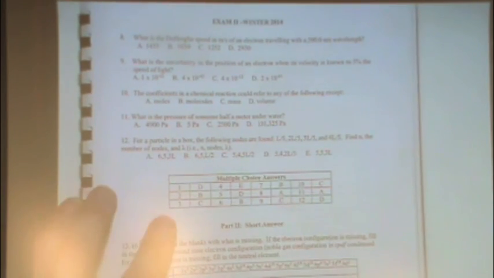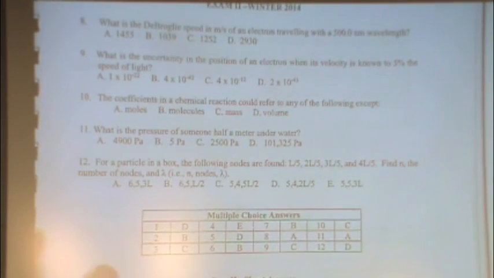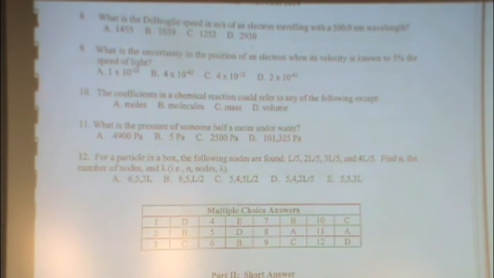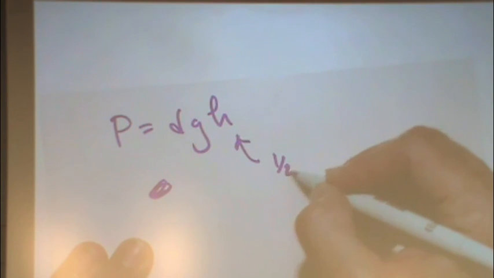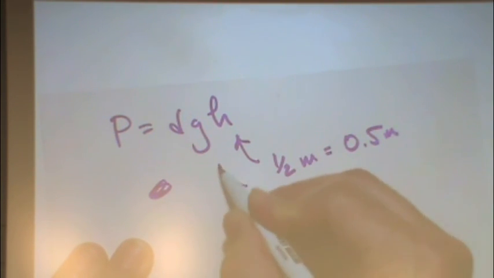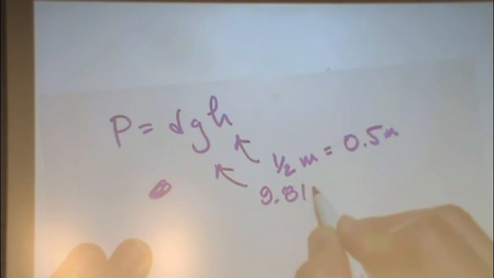Okay. What's the pressure of someone half a meter underwater? We're going to use what formula? DGH, the one we just saw. So, do you want me to go through the math? Yeah. Okay, the hard part of this will just be the conversions. Otherwise, the math is going to be easy. So, let's do it like this. Half a meter, so this is 1/2 a meter or 0.5 meters. g is given on the back page, 9.81 meters per second squared.